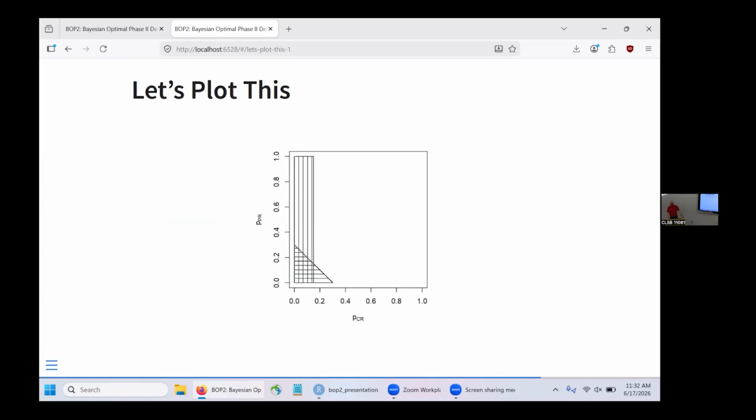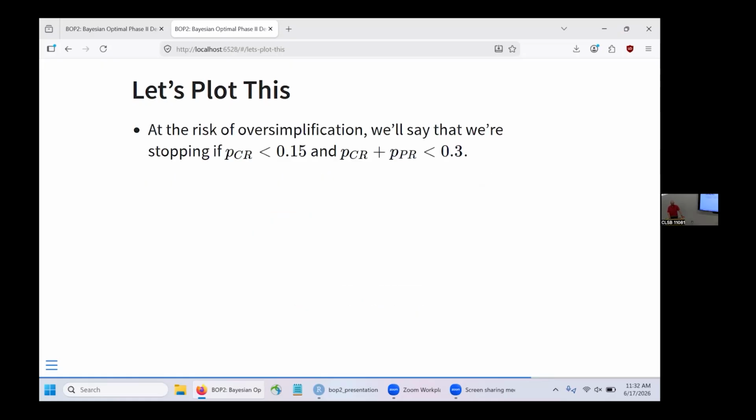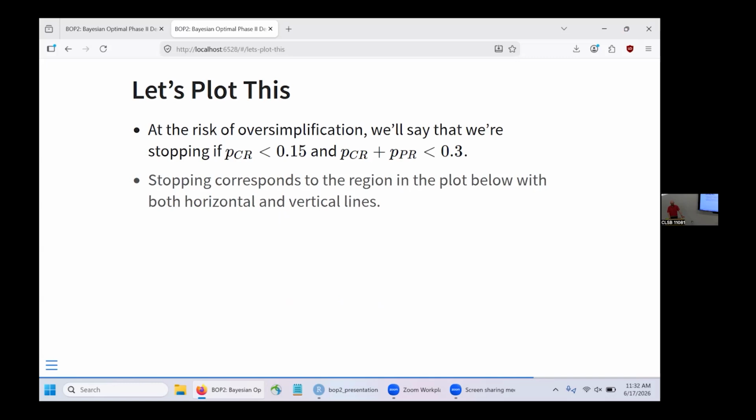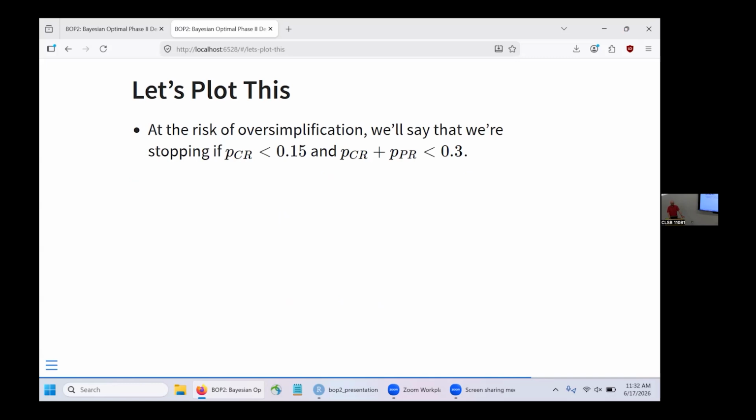But I think we need more context than that. So y'all are the experts. Can you tell me, is this a common thing that you're doing, where you're stopping a phase 2 trial if both of these things are true? Where you have these two things to consider, both this probability of complete remission and then this probability of either complete remission or partial remission?